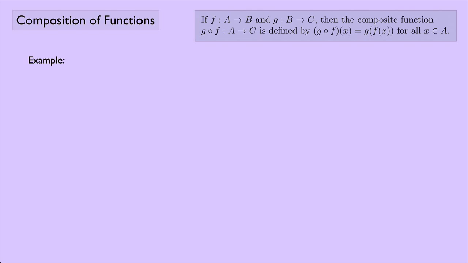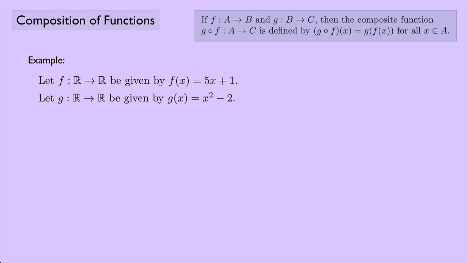Let's look at another example. Suppose I have a function f which goes from the real numbers to the real numbers given by f of x equals 5x plus 1. And then I have a function g which also goes from real numbers to real numbers given by g of x equals x squared minus 2. All right, let's calculate a few things here. Let's first start by trying to find g composed with f of 3. What would that look like?